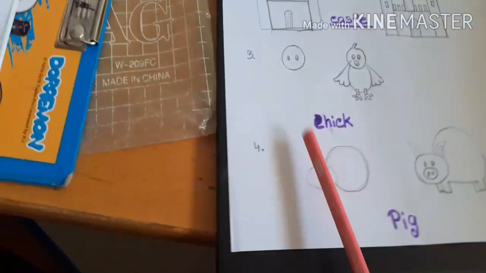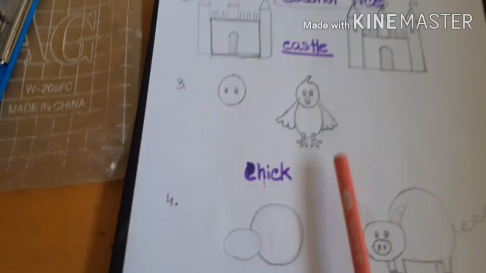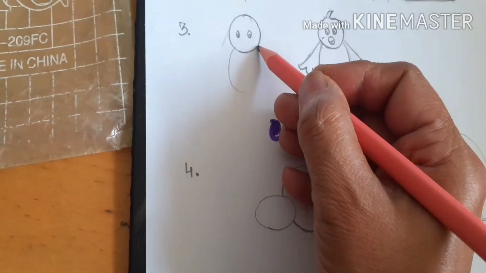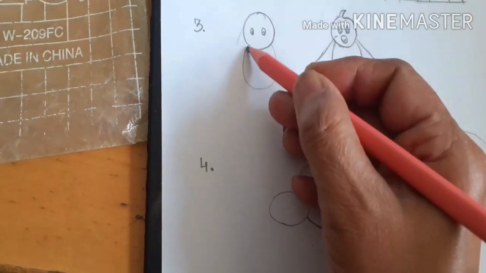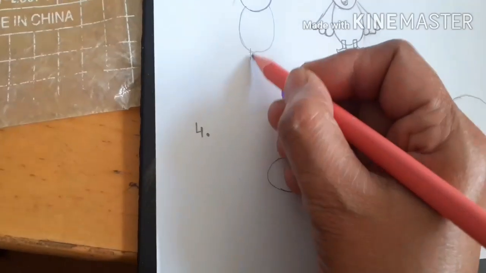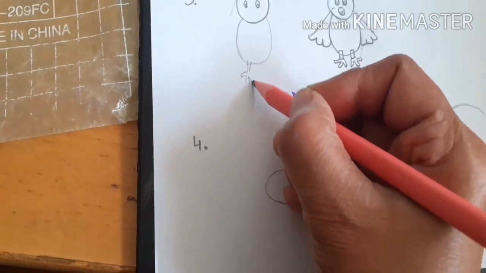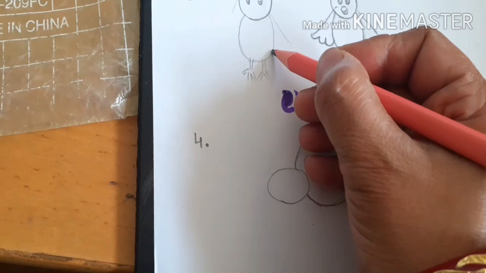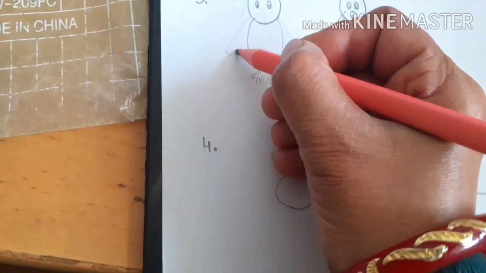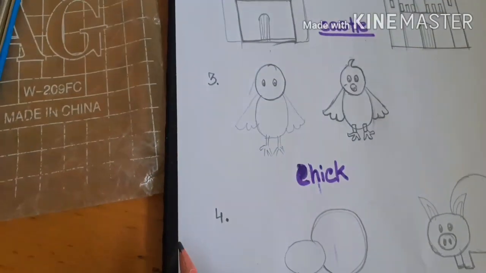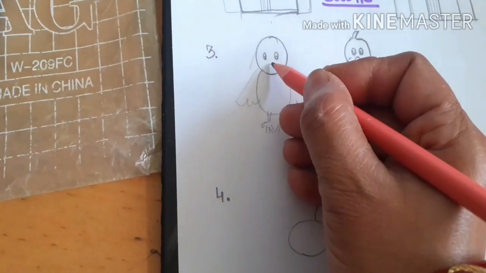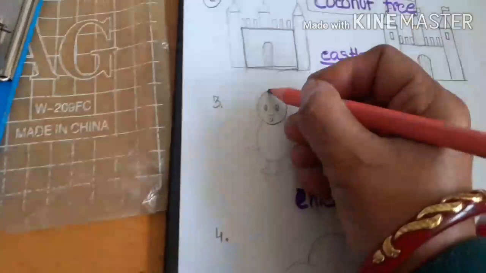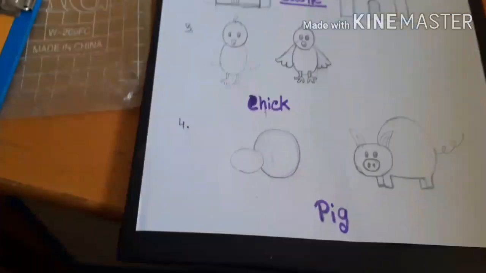The third one is a chick. How do you make it? First draw one circle, then a big oval like this, then you make his leg. After that you make a wing. Isn't it looking like a cute chick, right? Now you can make a beak and his head like this, right?